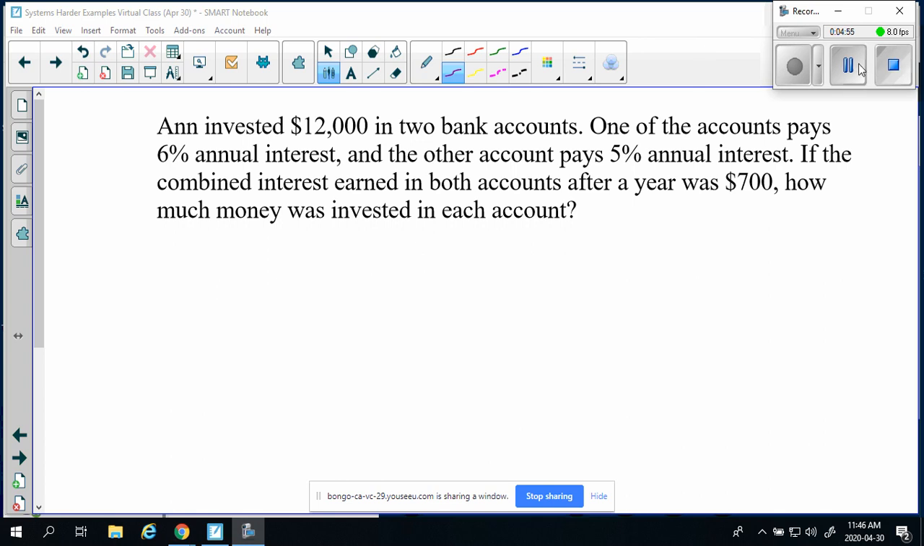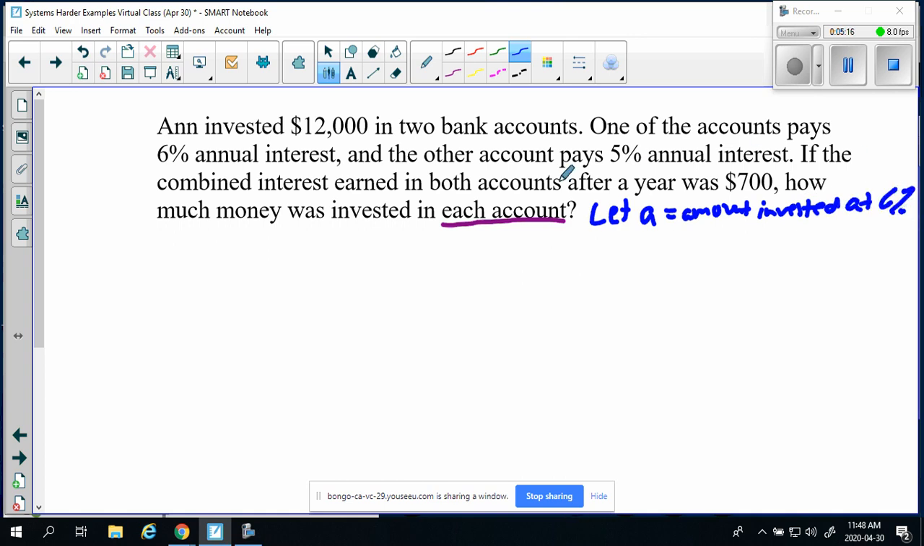So first we need to set up our variables. How much money was invested in each account? So I'm just going to use my let statement. So let A equal the amount invested at 6% interest. Okay, so there's the 6% one. And then the other account is B, the amount invested at 5%. And the reason I've chosen these amounts is because this is what we're trying to find in the end, A and B.